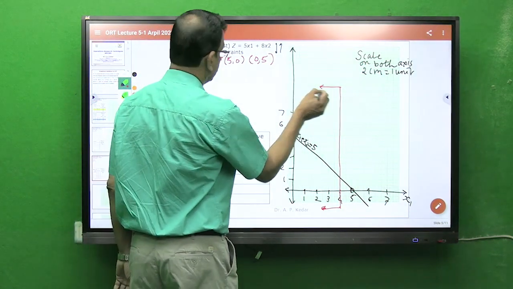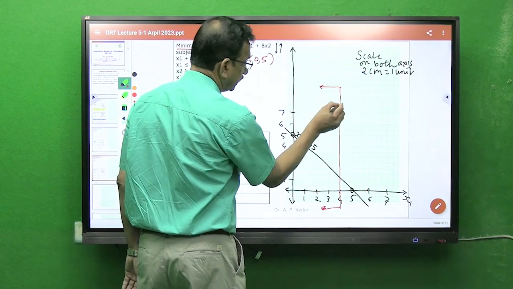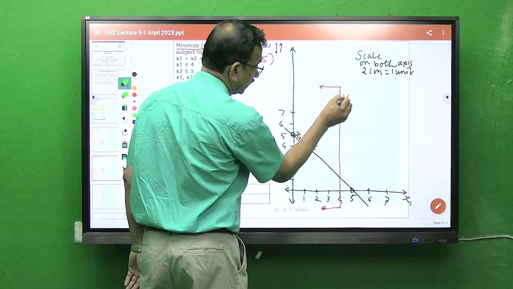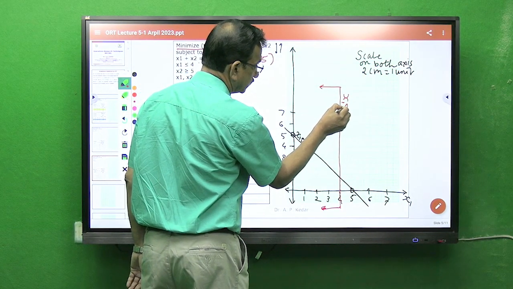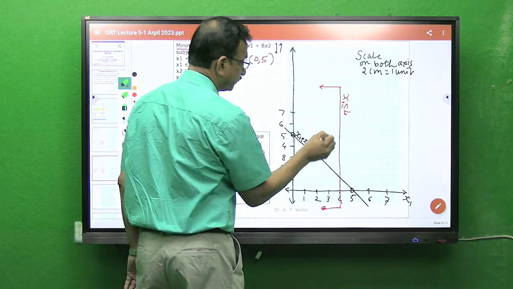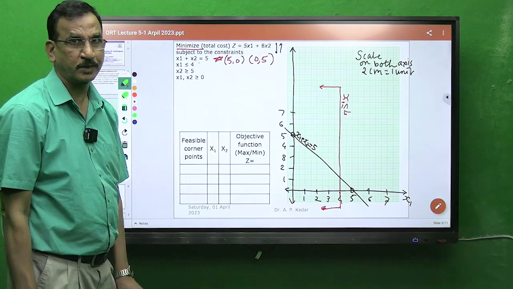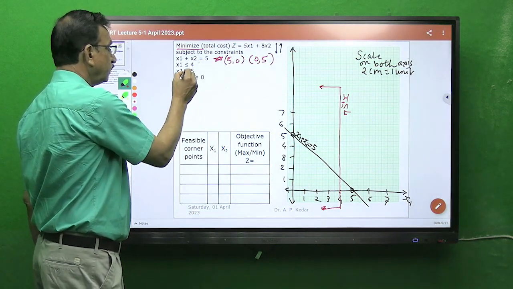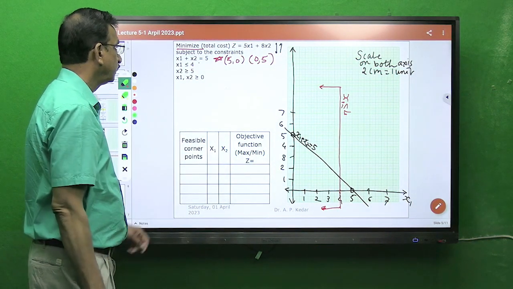Here I will write the equation for this line. It is represented as x1 less than or equal to 4. Second line. Now let's draw the third line.